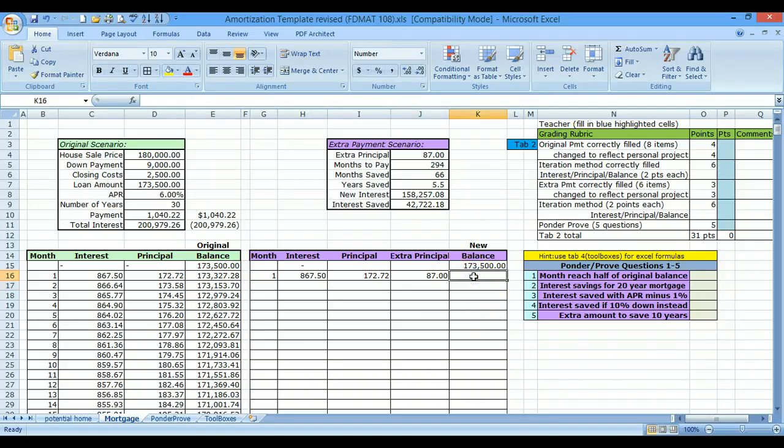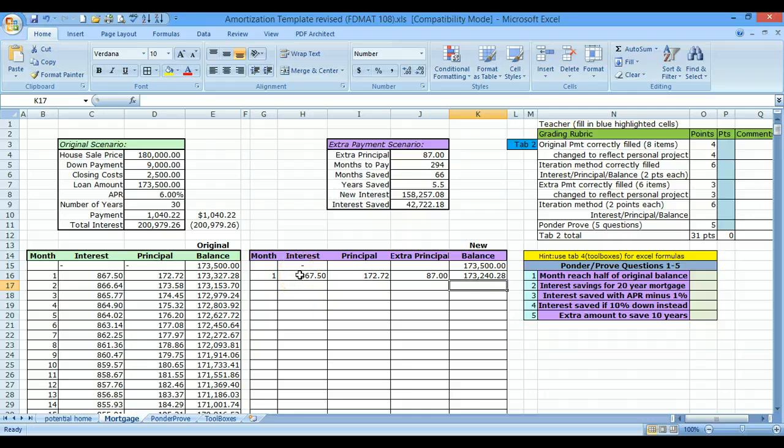Now the new balance changes more than the original balance over here because I get to take off this full $87, which is pretty significant considering that in the first payment only $172 comes off of the balance or the principal. So we're again going to calculate, and so I want to put an equal sign, reference your balance, and subtract the principal, and subtract the extra principal. And now it looks a little different than the original scenario because more came off.